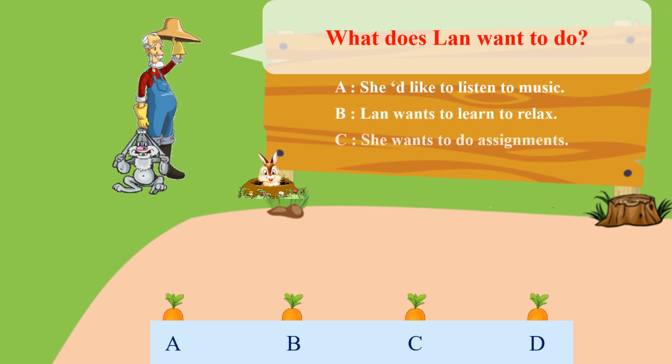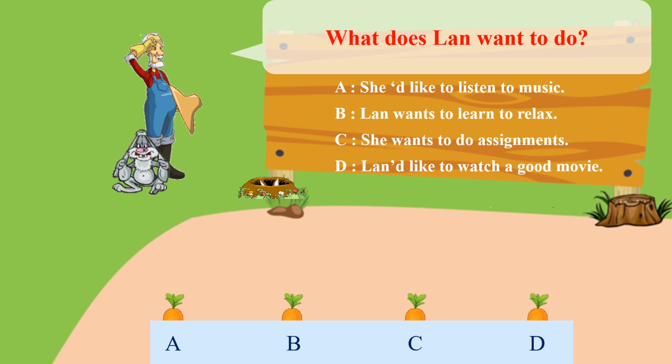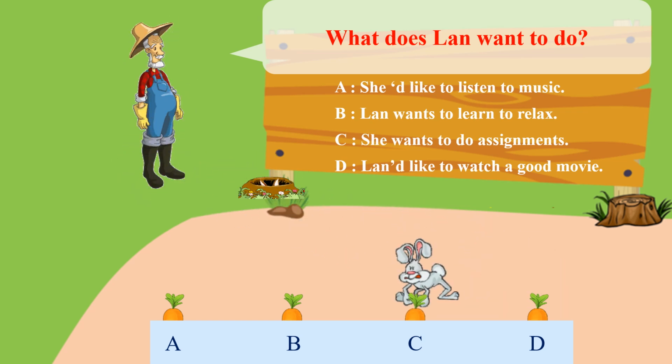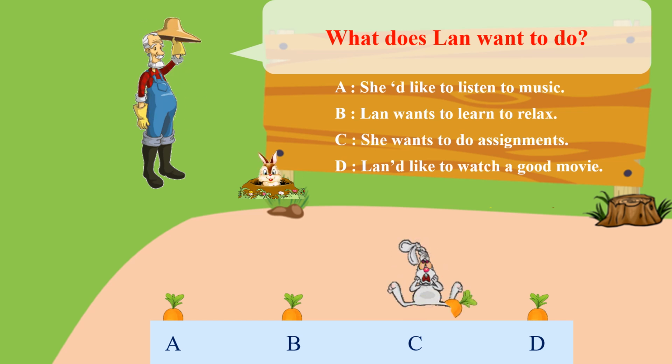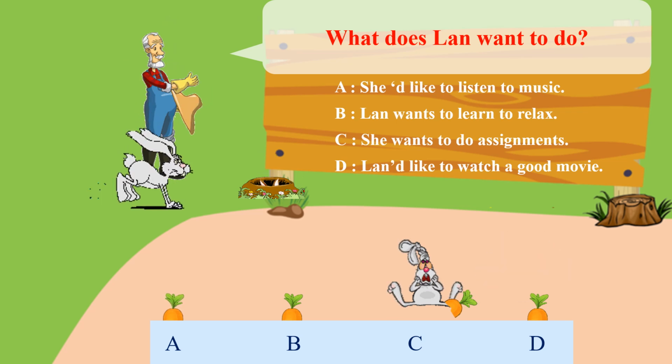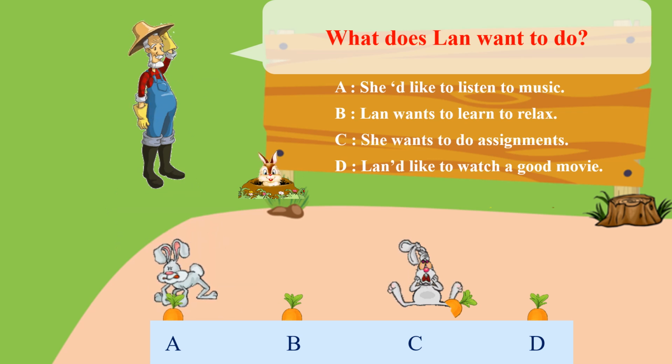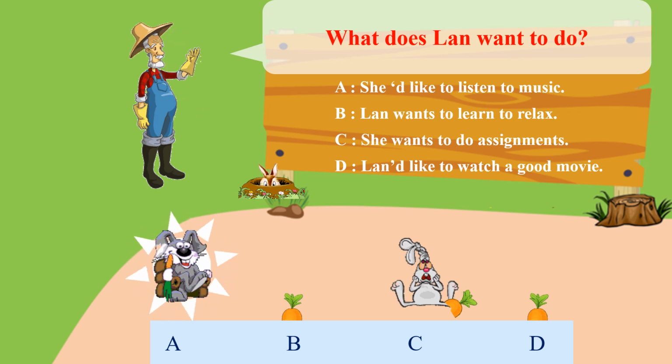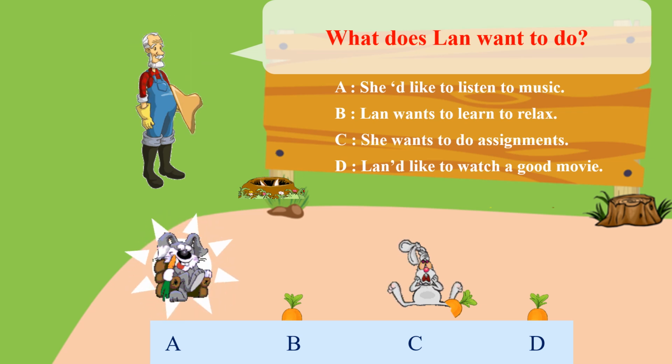Number 3. What does Lang want to do? A. She would like to listen to music. B. Lang wants to learn to relax. C. She wants to do assignments. D. Lang would like to watch a good movie. What is your answer? Is it C? Let's check. No, it's wrong. Try again. Is it A? Let's check. Yes, very good. The answer is A. She would like to listen to music.